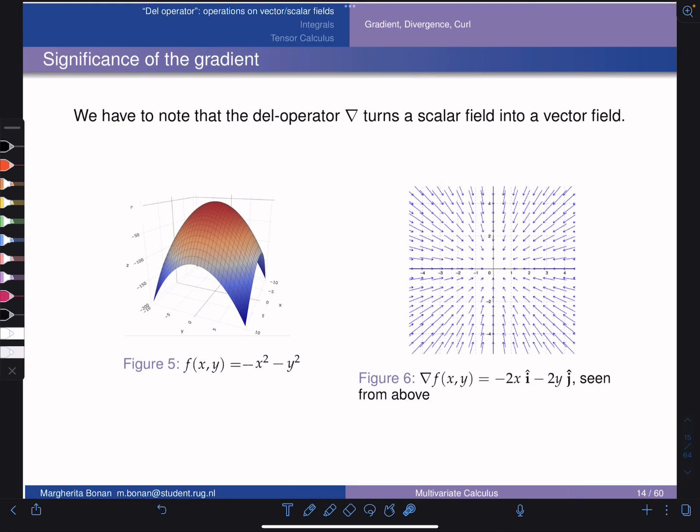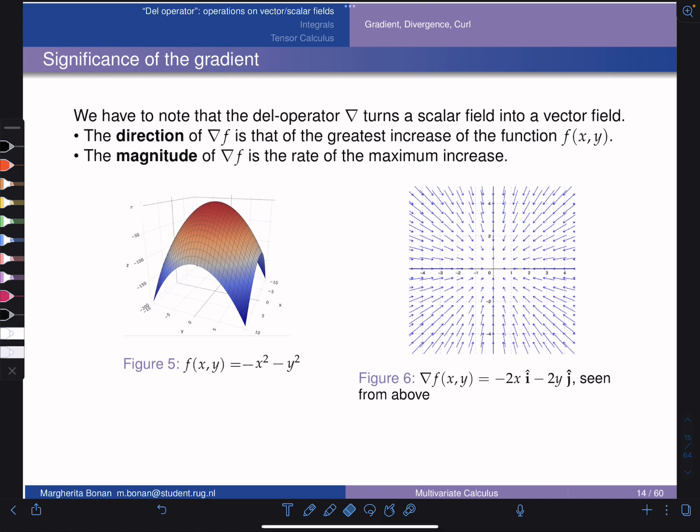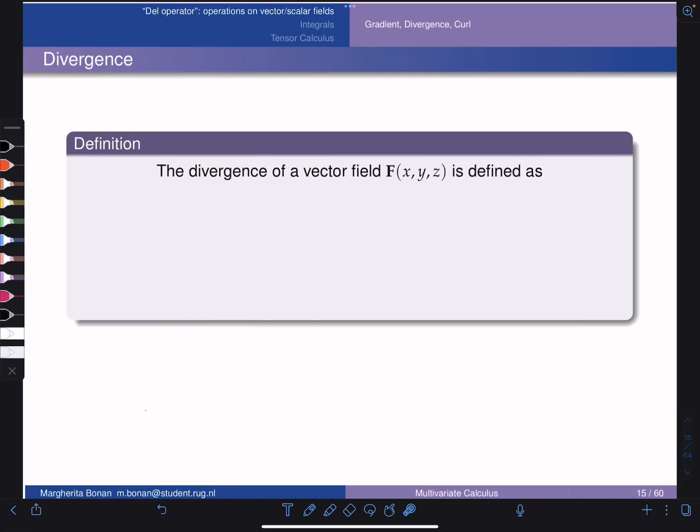We see indeed that the gradient turns a scalar field into a vector field, where the direction of the gradient is that of the greatest increase of the function, while the magnitude of the gradient is the rate of the maximum increase. As we see, the direction of the gradient is towards the vertex of this paraboloid, while the magnitude decreases as we get closer and closer to this, let's call it, vertex.